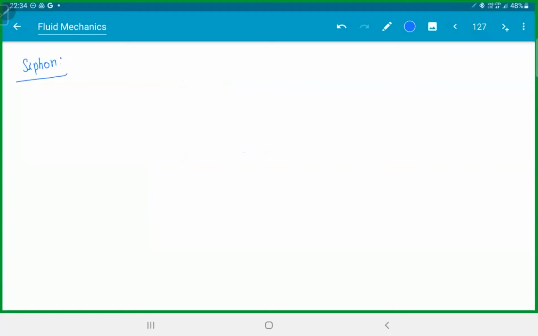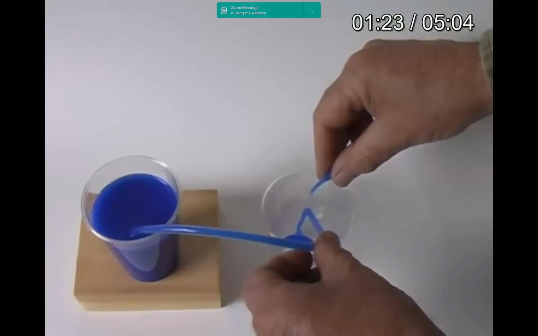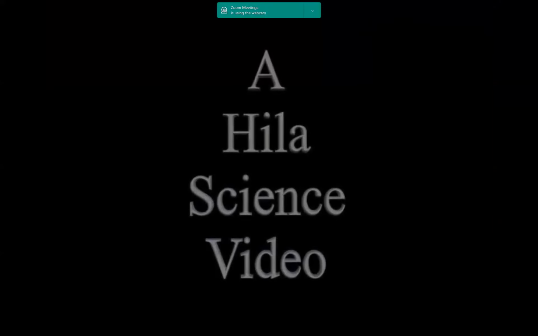So yeah, let me show you how that looks. Not exactly stealing petrol, but yeah, practical applications. This siphon, the upper. First, let's see how this looks, and then let's see what is the working behind it.